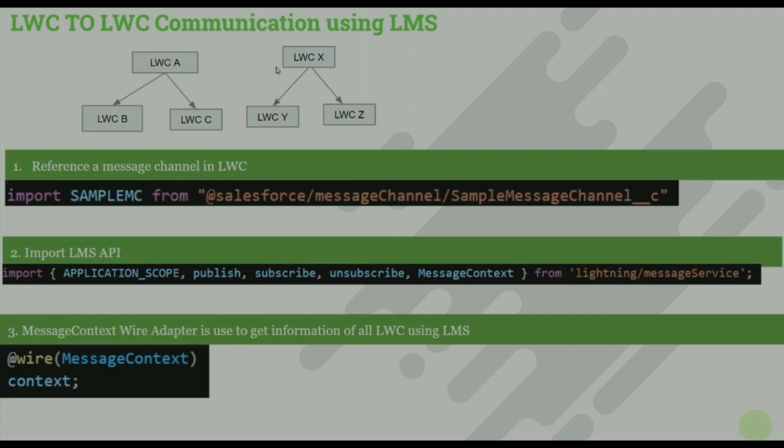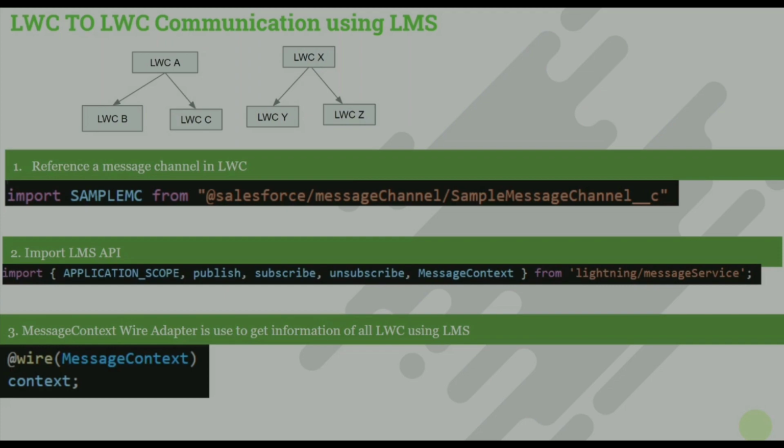There is no parent child relationship. Both are independent components, and I have a scenario in which my component A wants to pass some data to a component X. To solve this issue, we're gonna use lightning messaging service. So let's see how we can start.